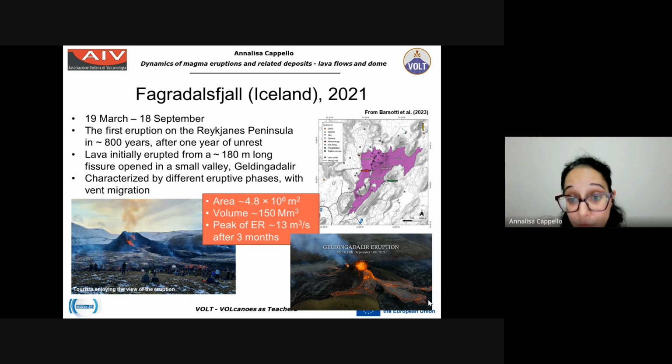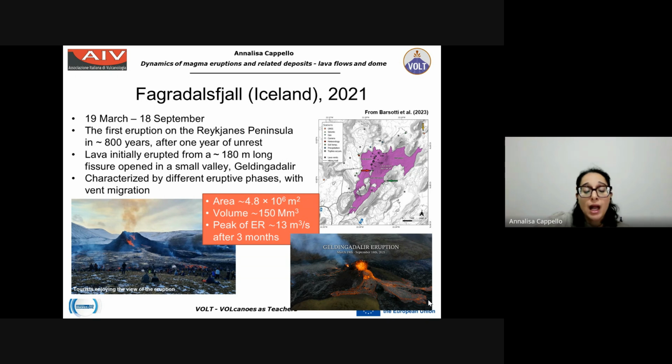here on the top right. You can see the fissure, the main vents along the fissure, which was about 800 meters long. And it was characterized by different eruptive phases with vent migration. So lava flow was first erupted from one vent, then from all these vents, then migrated to one. So it was a very complex eruption.